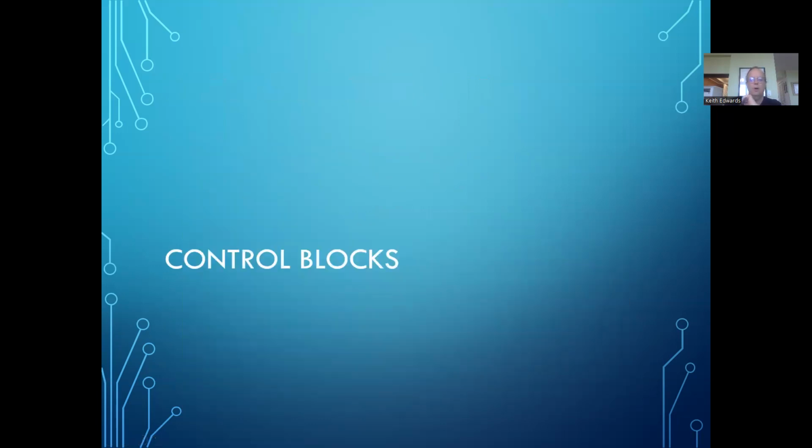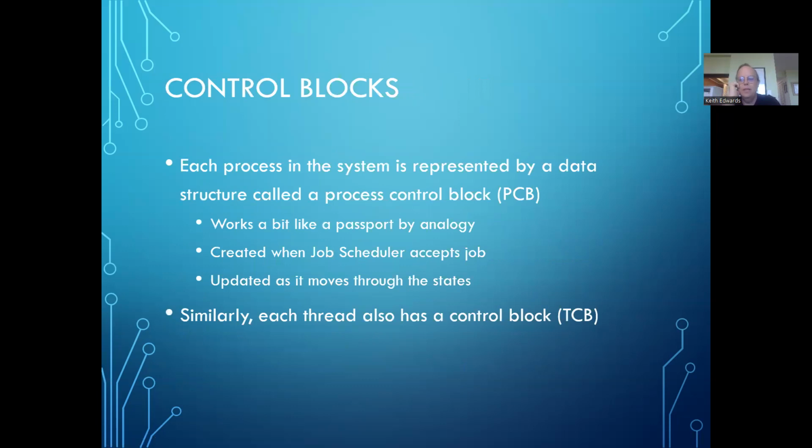So this brings us to control blocks, and these are kind of like a passport. They have a lot of information about the job, and so this is a data structure that represents each process, and it's called a process control block, and works a bit like a passport. So when the job scheduler accepts a job, it creates this, and then it gets updated as it moves through the states. Similarly, each thread also has a control block that's known as the thread control block.